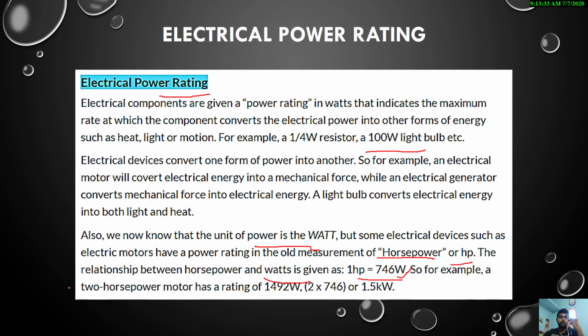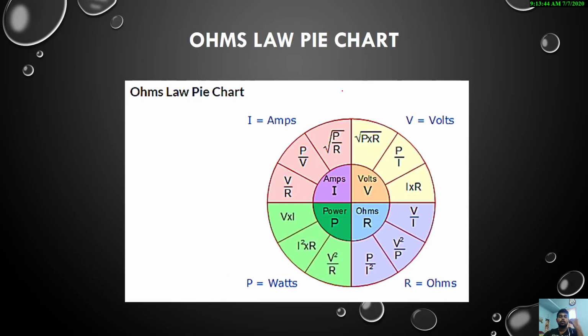Similarly, we can increase the hours. The power will be multiplied by 746 and multiplied by 2, and we will get around 1.5 kilowatts. Next is the Ohm's law pie chart.